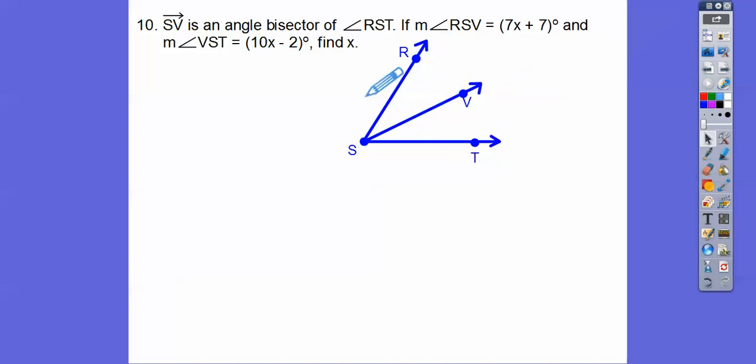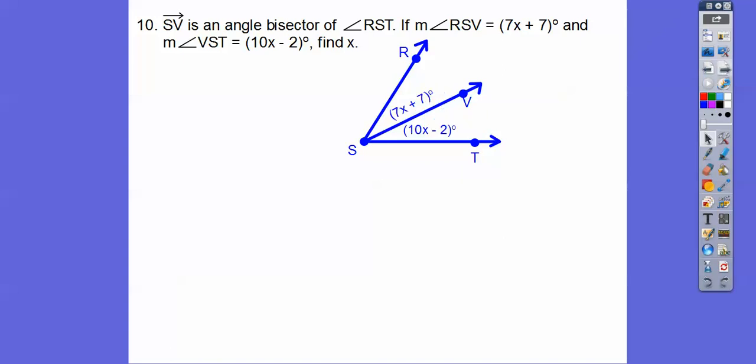How big is that angle? It's that big. Okay, just draw a generic angle, and then draw a ray that goes right up the middle. Okay, now here it says RSV, so RSV is 7x plus 7. I'm going to write that right there. And then it also says VST, so VST is 10x minus 2. So I'm going to put that in right there.